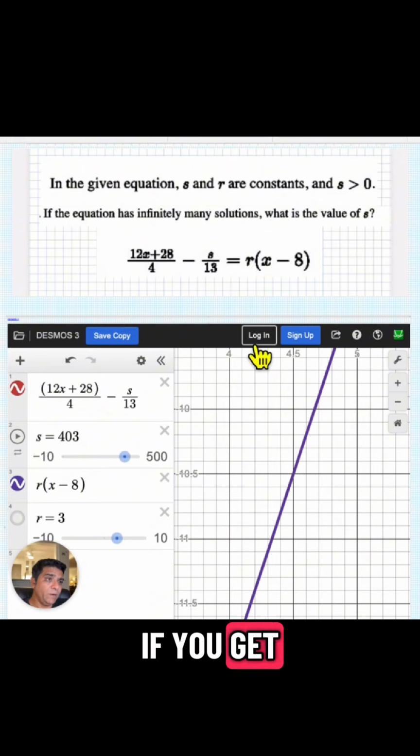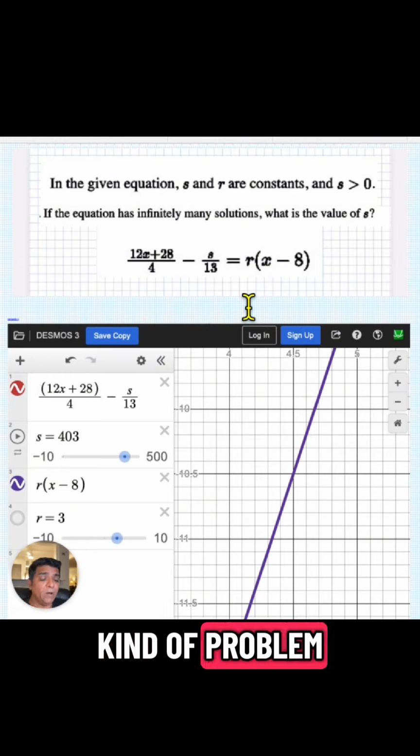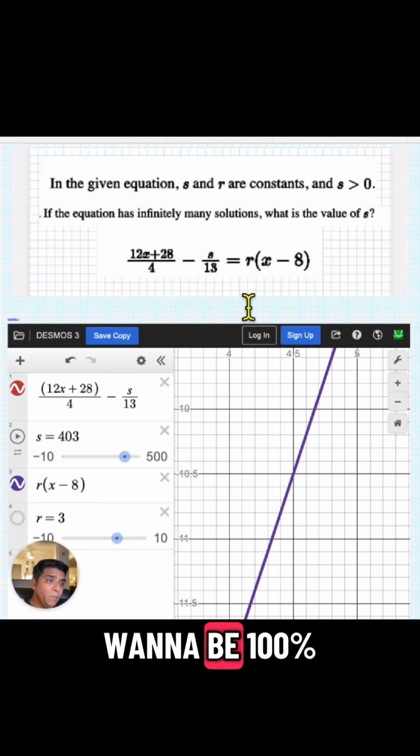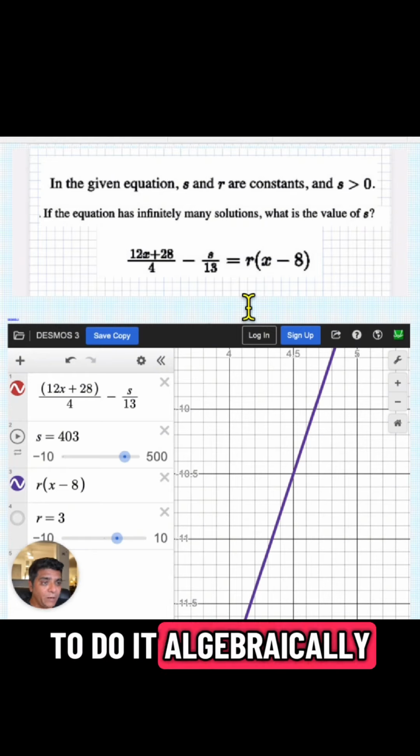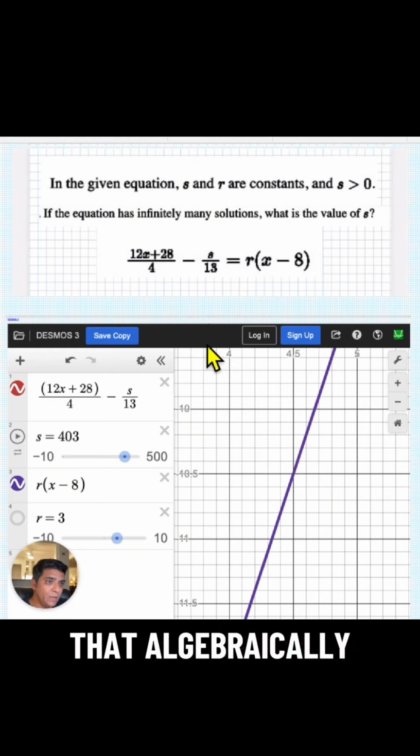But you have to be careful. If you get a multiple choice, that is a very likely better way to solve this kind of problem. If you don't get a multiple choice, and you want to be 100% sure of your answer, you may have to do it algebraically, okay? And I'll show you next time. Leave me your comments below, and I'll show you next time how to do that algebraically, all right?